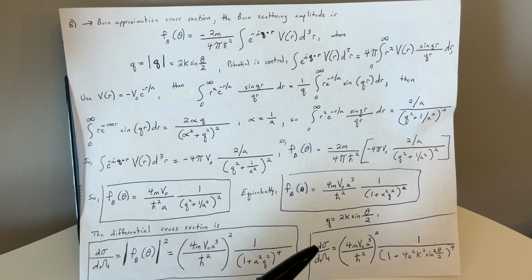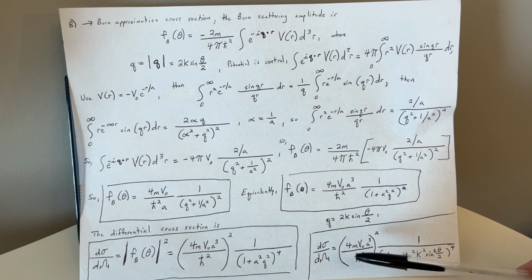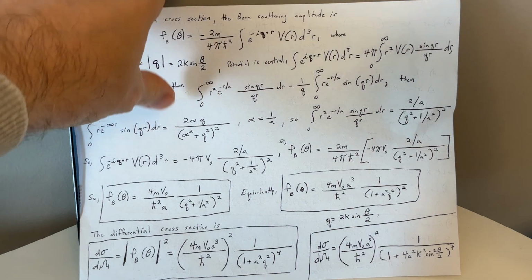So here we're going to get our derivative, d sigma with respect to d omega, that equals the quantity 4m V naught a cubed over h bar squared, quantity squared, times 1 over the quantity 1 plus 4a squared k squared sine squared theta over 2, raised to the 4th. Okay, so that's part B with the Born approximation. That's the differential scattering cross section, and now we go to part C.